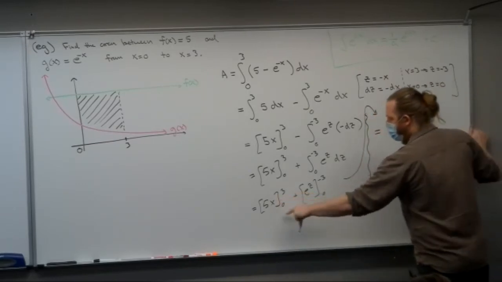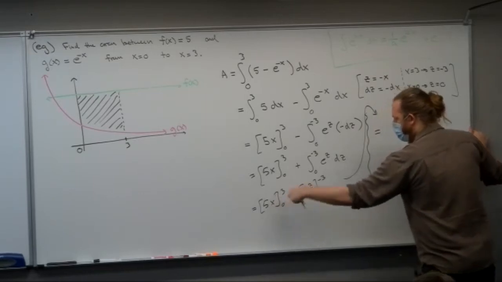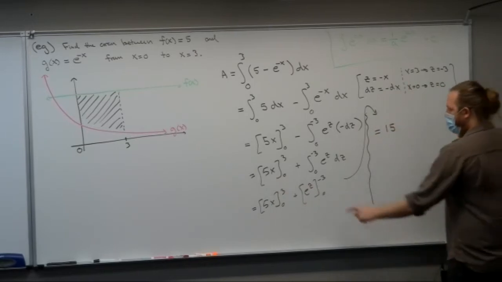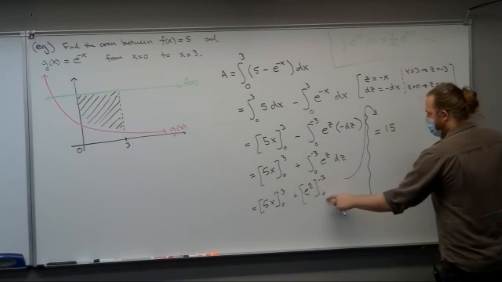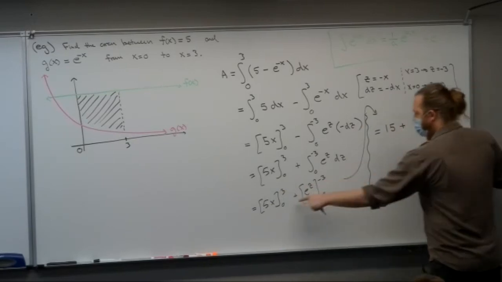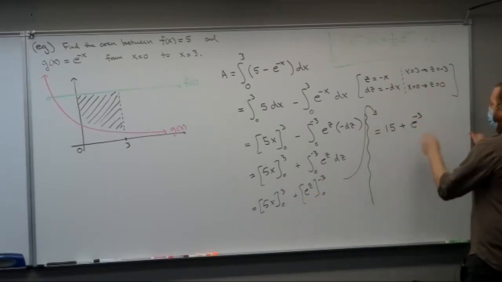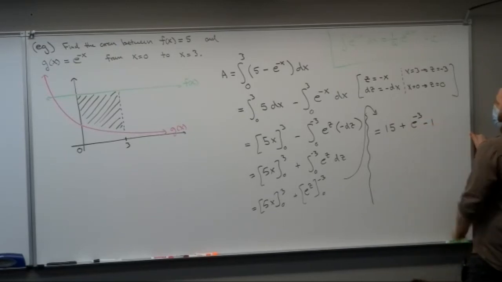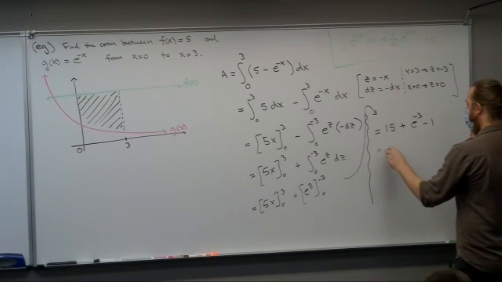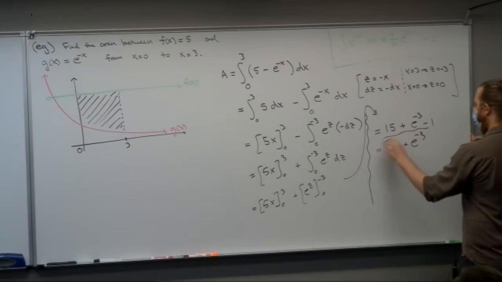So when I evaluate 5x from 0 to 3, I plug in 3, I get 15. And then I subtract what I get when I plug in 0, that's 0. So that piece just gives me 15. When I evaluate e to the z from -3 to 0, I'll get e to the -3, so plus, this plus is this plus, and then e to the -3 minus e to the 0, which is 1. So 15 plus e to the -3 minus 1, 14 plus e to the negative 3.